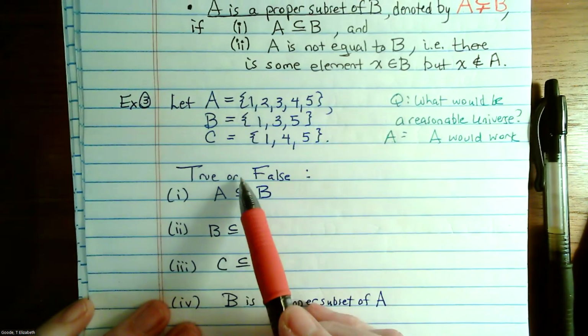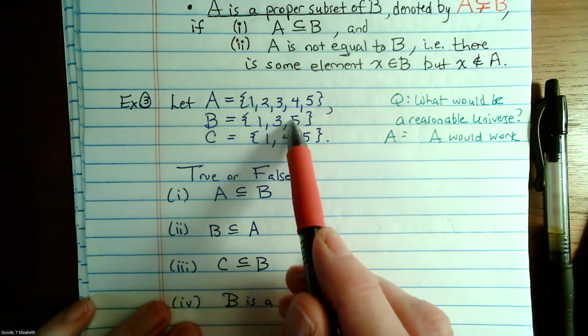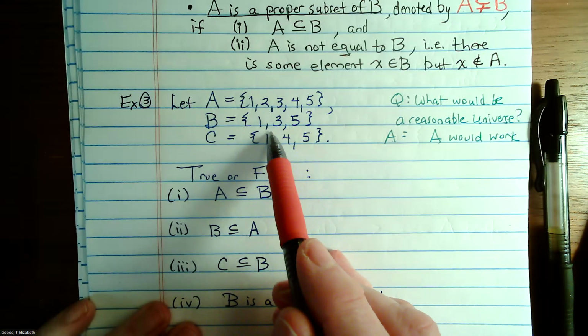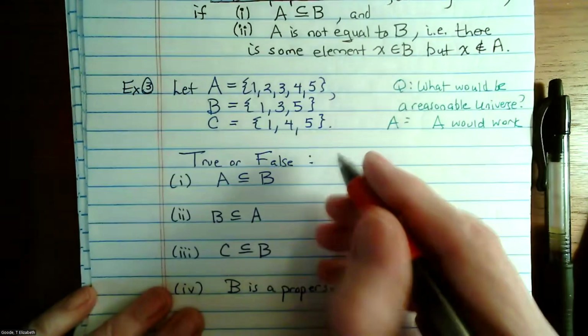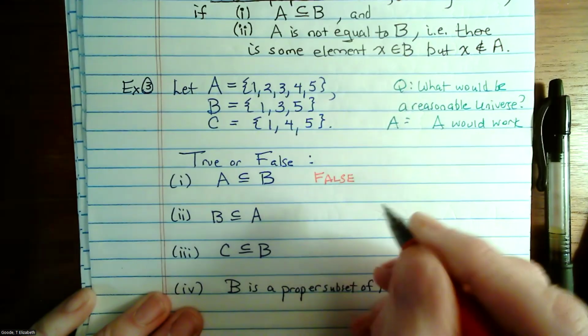So do you want to say that A is a subset of B? Is everything that's in A also in B? No, it isn't. I got it flipped. Okay, yeah, right. You got to switch. Okay, cool. So good. False.